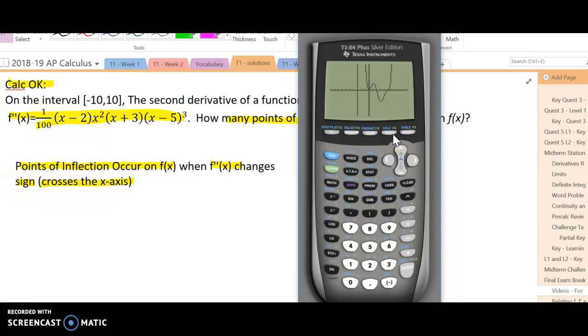I graph it, and I see that I'm looking for when the derivative crosses the x-axis. So we have 1, 2, 3 locations. So our answer is there will be 3 points of inflection on f of x.